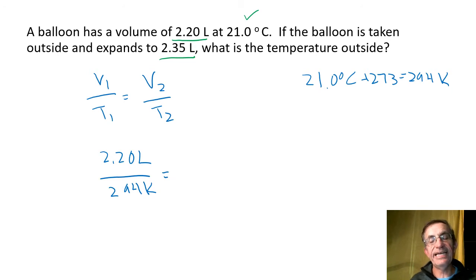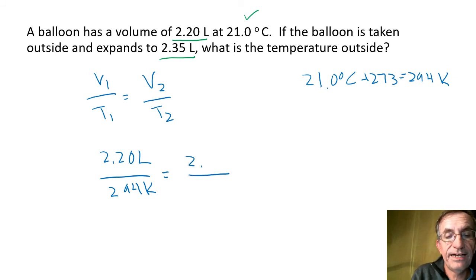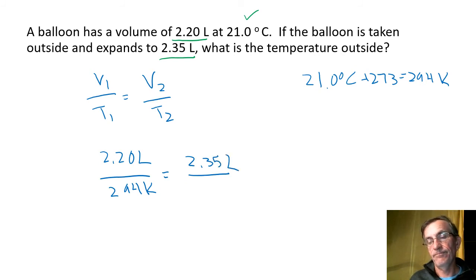If the balloon is taken outside, it expands to 2.35 liters. Oh, liters, that's got to be a volume. That's got to be my new volume, 2.35 liters. What's the temperature outside? So we're going to solve for T2 this time. Let me ask you another question. I think we got everything in the right place, don't we? I hope. I think we do.